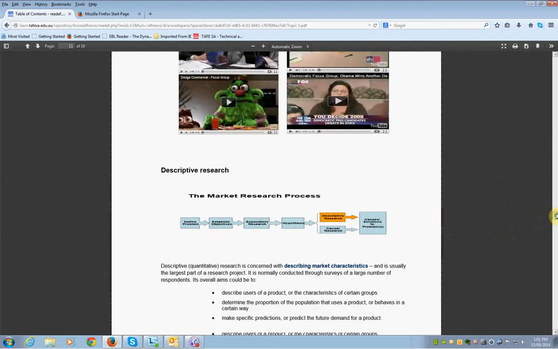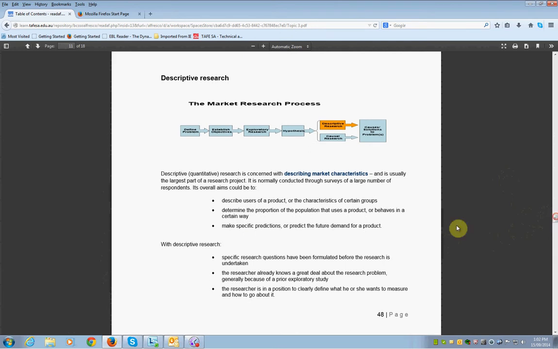Now, the next type of research, none of you will actually be doing this research, but it's called descriptive research. It's basically where you try and describe the marketplace through surveys.